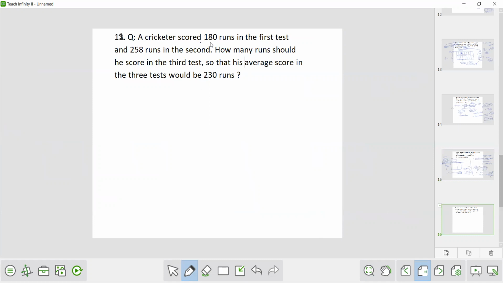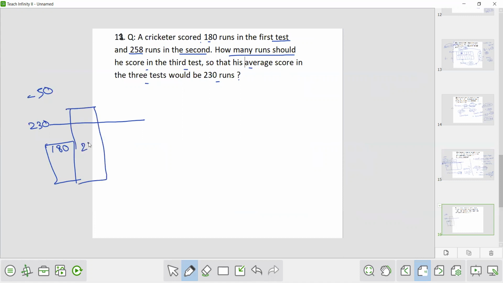A cricketer scored 180 runs in the first test and 258 runs in the second. How many runs should he score in the third test so that his average score in the 3 tests would be 230? Now, one is the box method, it says 230. So for the first test, he has scored 180. So how much is it less? Minus 50. For the second test, he has scored 258. How much is it more? Plus 28.